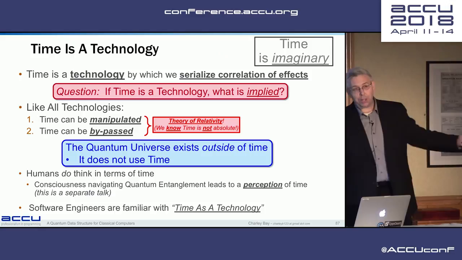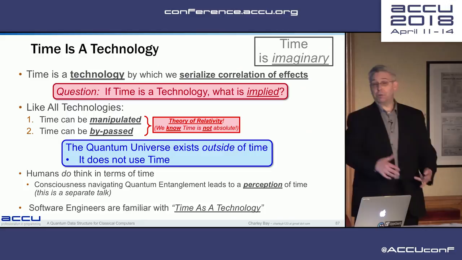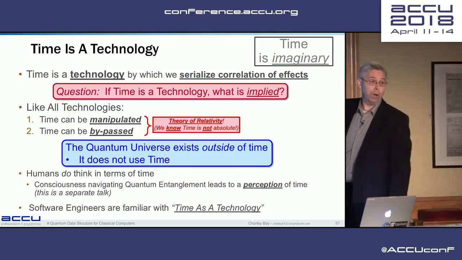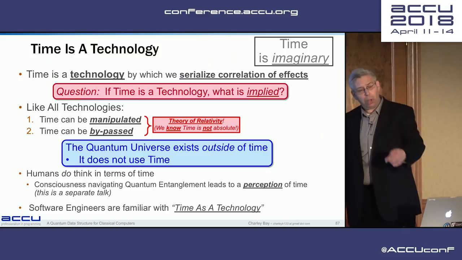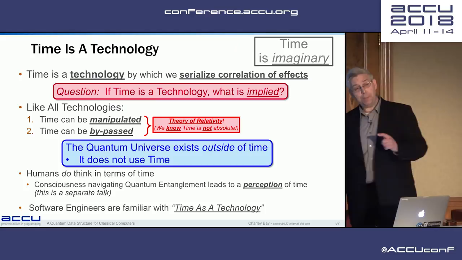So you want to share state? You want to do concurrency? You want to offload across cores and sockets? We got this down. I mean, this is pretty well-trod ground for software, especially since 2004, where multi-core goes everywhere. But if time's a technology, what's implied? Well, all technologies, you can bypass them, and you can manipulate them. And we can do that with time.